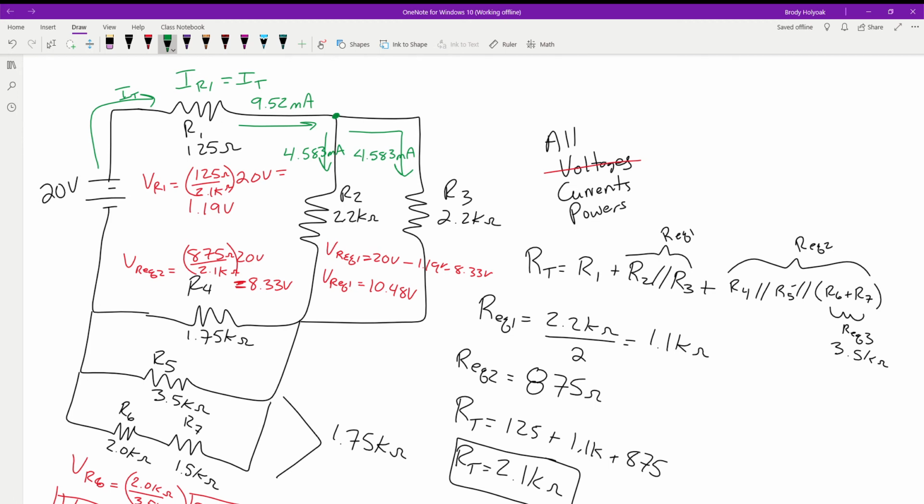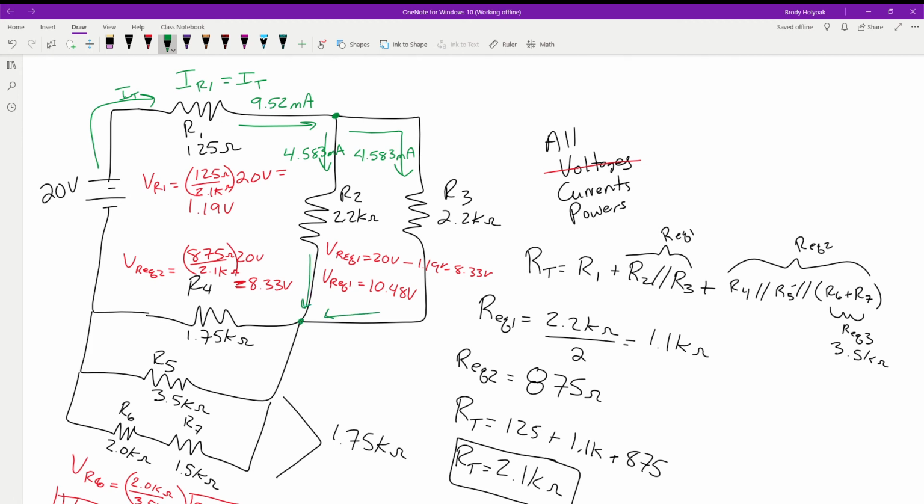You good with those? I just realized I had a mistake in my math. I dropped a value, so my numbers are just slightly off. But that's okay. So now we're going to have those currents flowing through here.